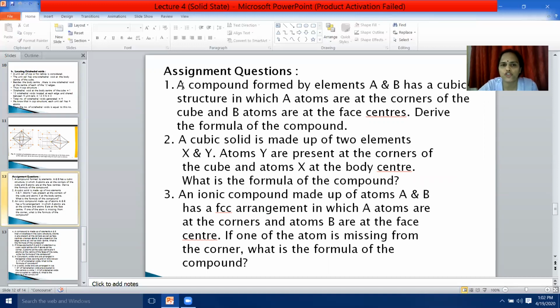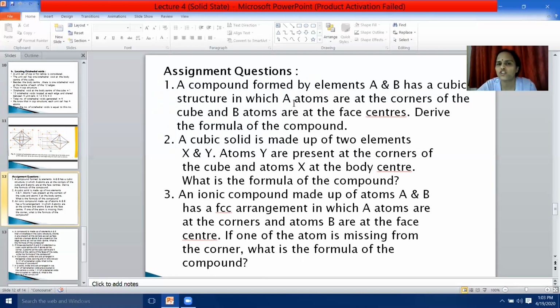Look at the first question. Question is, a compound formed by elements A and B has a cubic structure in which A atoms are at the corners of the cube and B atoms are at the face centers. Derive the formula of the compound. So to solve this, first you read a compound. It is formed by combination of how many elements? It is formed by combination of 2 elements, A and B, right?